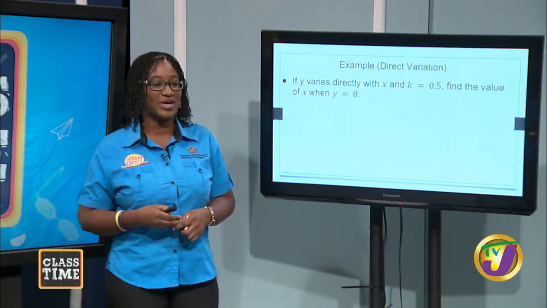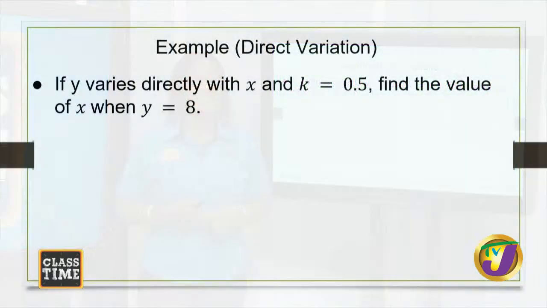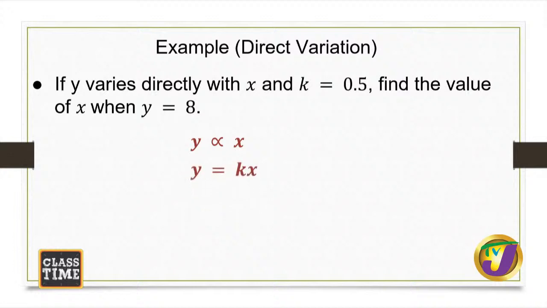So let's look at this one quickly. If y varies directly with x, and k is equal to 0.5, we must find the value of x when y is equal to 8. All right, Richard, I'm noticing here that the value of k has been given, and we also have a value for y. Now, let's see. We would have learned this symbol earlier, that y is proportional to x. And we know that this means y is equal to some constant k times x.